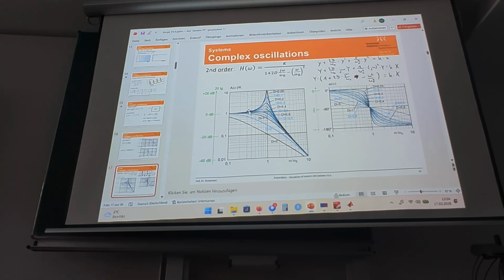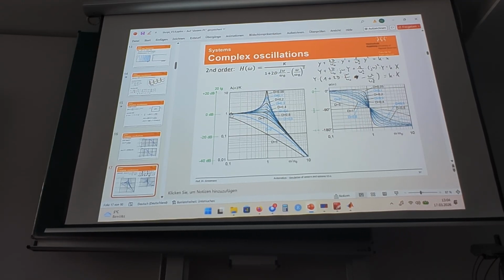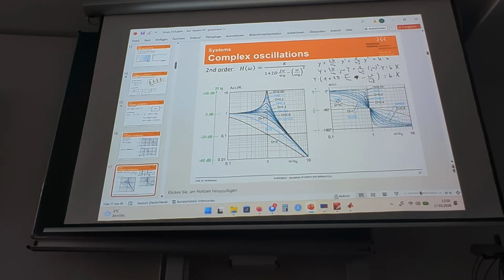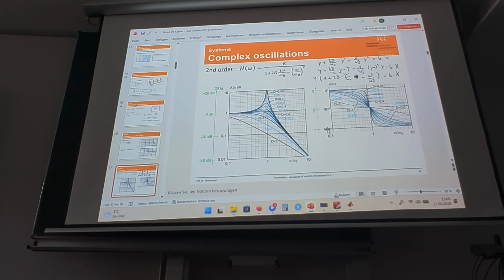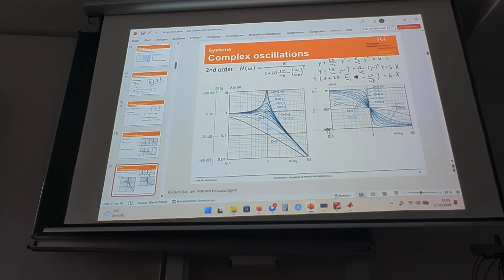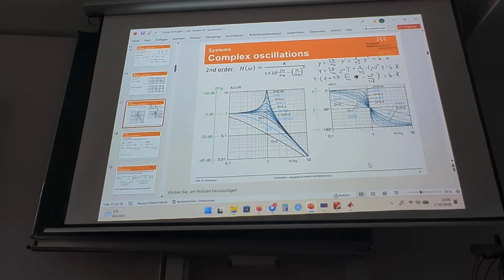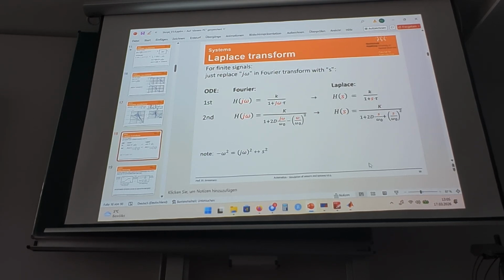By the way, it's called the Bode diagram. So this is the ratio of amplitudes, and these are the phase angles. And in this case, they change between 0 and minus 180 degrees. If you remember from the first order system, they change only between 0 and minus 90 degrees. So you have double the phase.